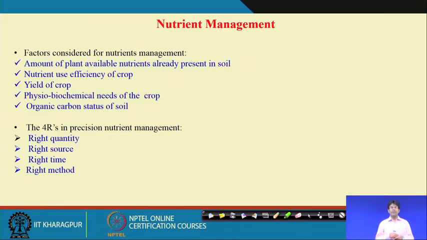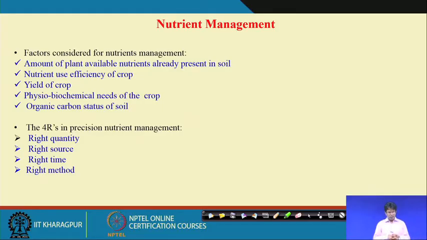Then the right time, that is very important, because the crops require nutrients at some specific growth stages. So, your nutrient application should be at the time of need, the critical growth stages, where the crop needs the nutrients. At those stages the crop becomes very highly sensitive to any shortage or deficiency of nutrients or water, and the crop becomes highly responsive to application of nutrients. So, those are the critical stages, and the timing of nutrient application is also very important.